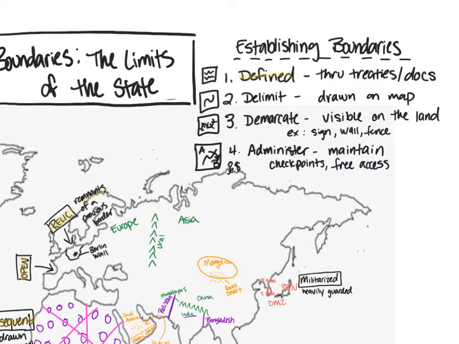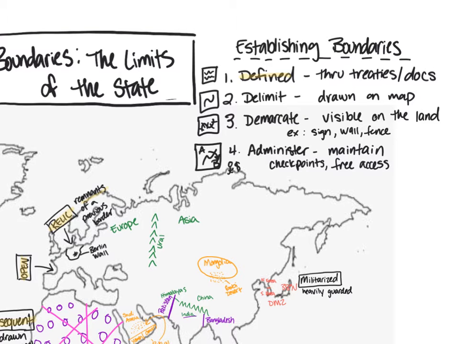Okay, so think like at the end of a war, right? You have 2 countries that have just been fighting or whatever, and they have to figure out what the new borders are going to be between the countries. Okay, so you have to define them, and that's going to happen through treaties and documents. Okay, so both parties have to come to the table, sit down, write it out, put it on paper, and agree that this is where the boundary is going to be.